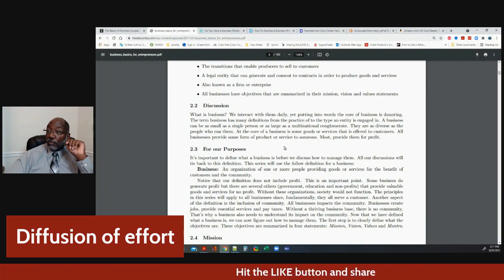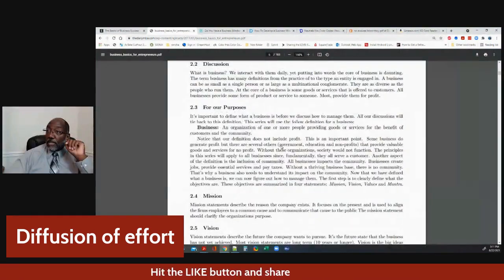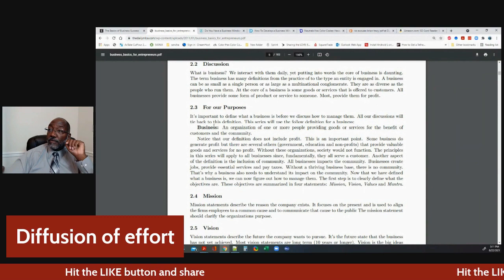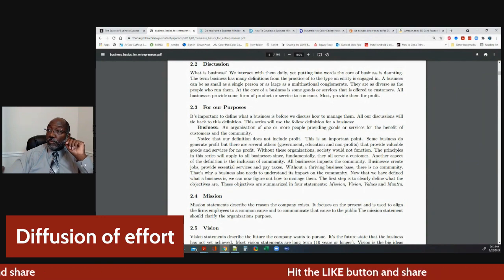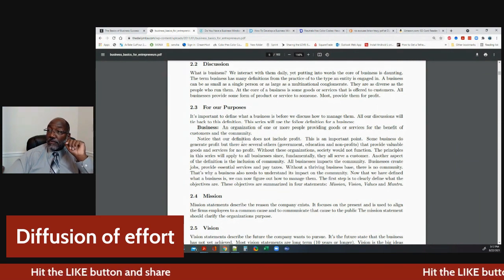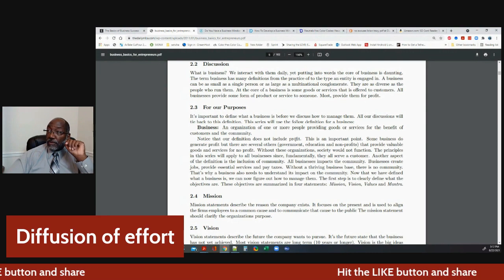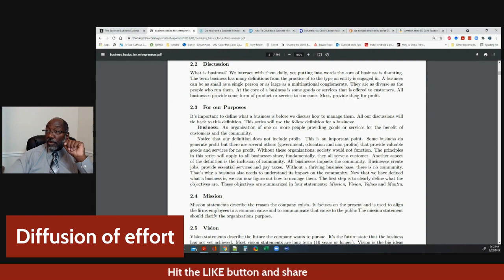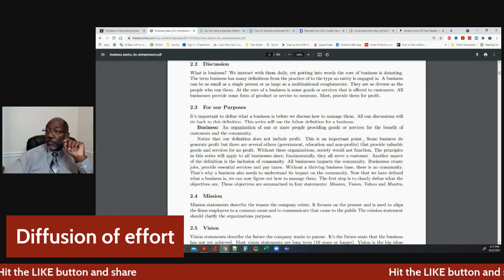Most provide them for a profit. Then it goes on and talks about here, business: an organization of one or more people providing goods and services for the benefit of customers and the community. Notice that the definition does not talk about profit. Now, it says up here that most times it does it for profit, but the definition doesn't say anything about profit. This is an important point.